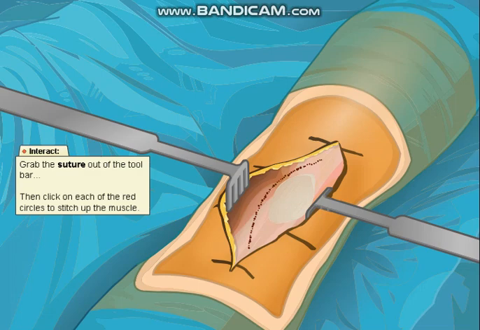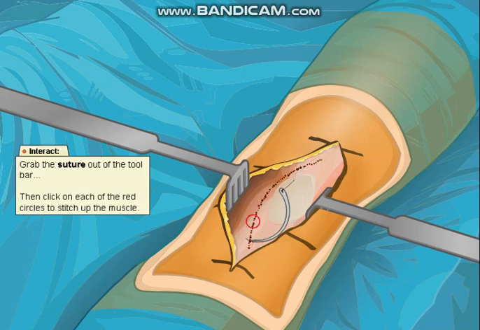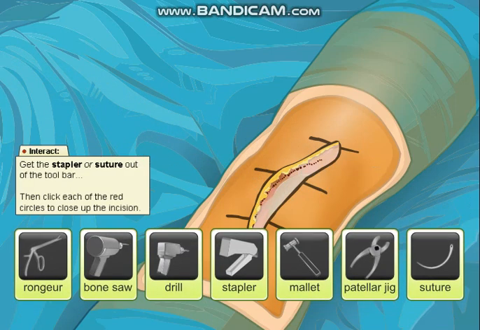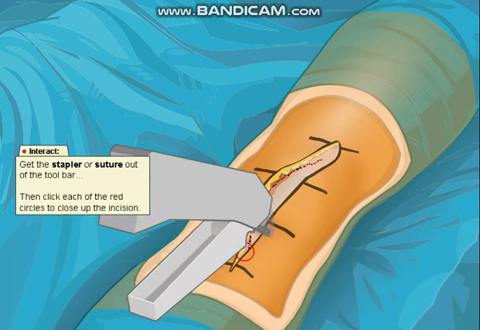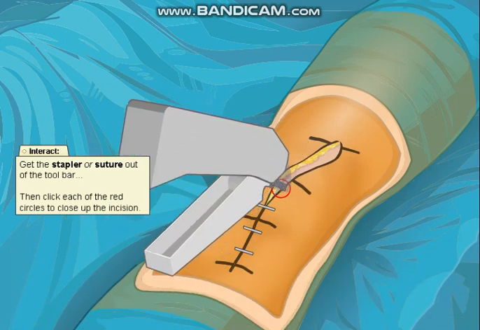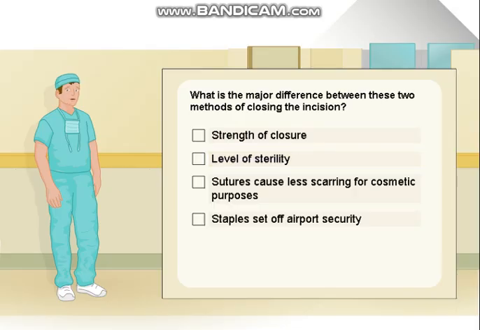Let's close up the incision. First, suture the deep tissue and fat layers back together. For closing the surface incision, you have a choice between the stapler and the suture. What is the primary difference between these two methods of closing the incision?